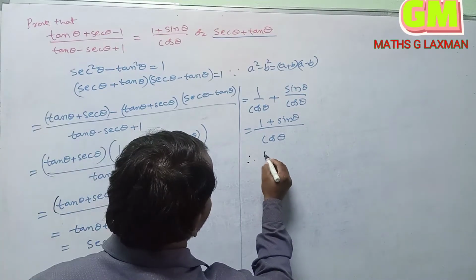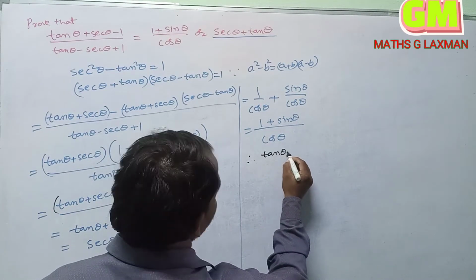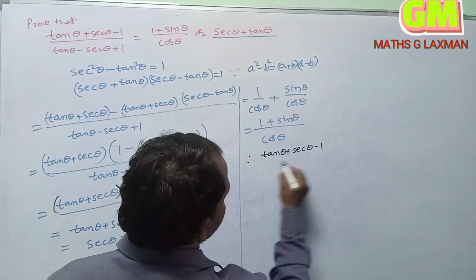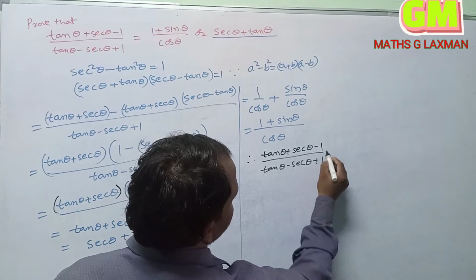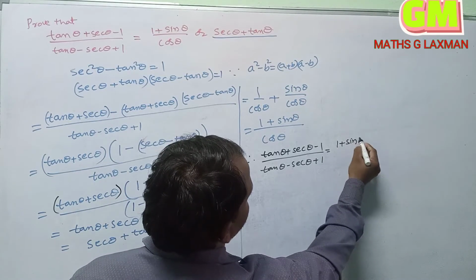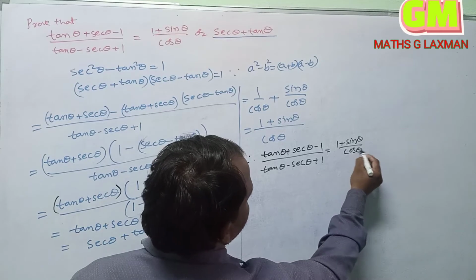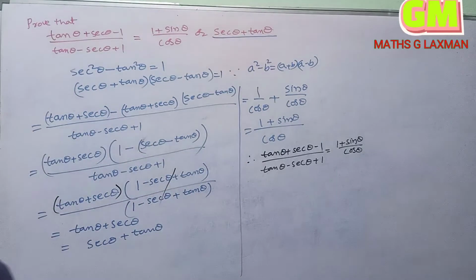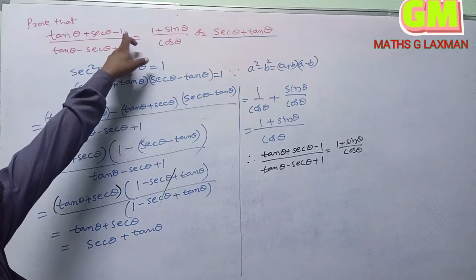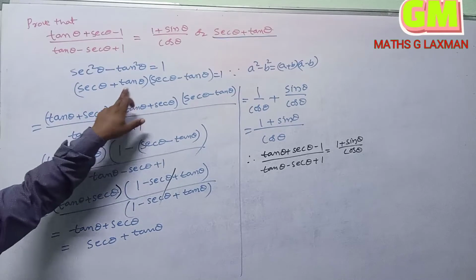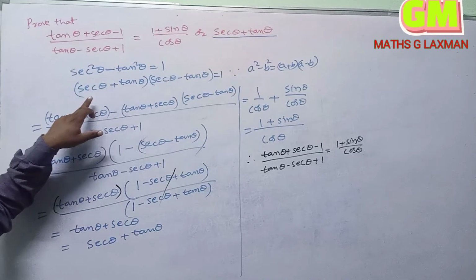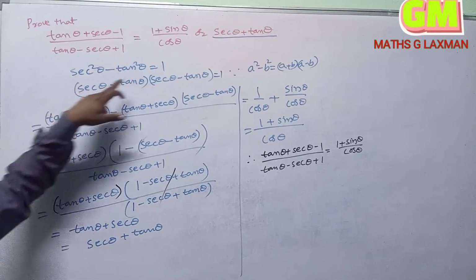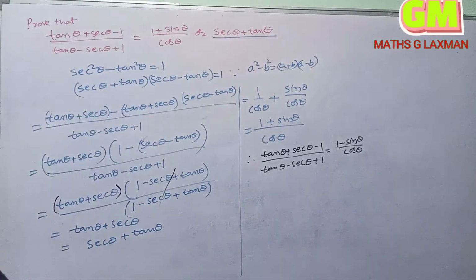What is asked to show? Prove that tan theta plus secant theta minus 1 divided by tan theta minus secant theta plus 1 is equal to 1 plus sin theta divided by cos theta. So when in the numerator we write in place of 1 as secant theta plus tan theta and secant theta minus tan theta, in case if you write the same in the denominator in place of 1, what will you get? Let us watch.